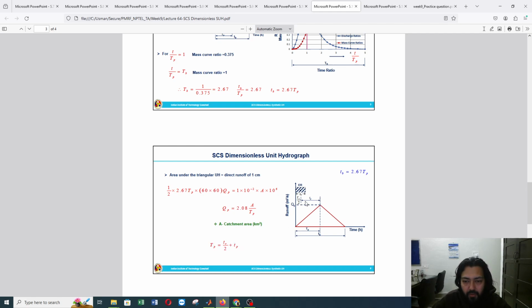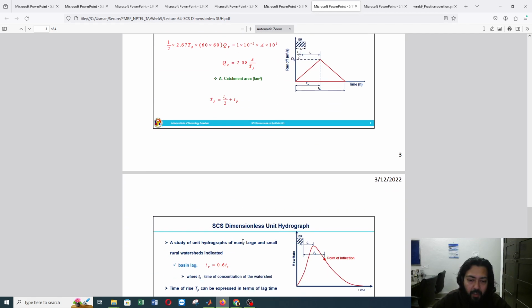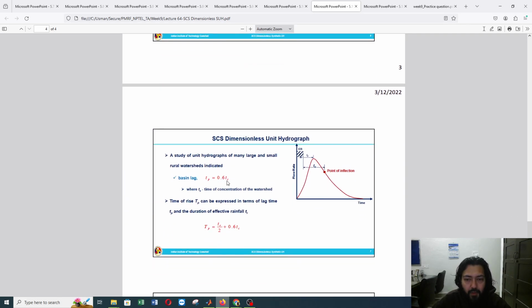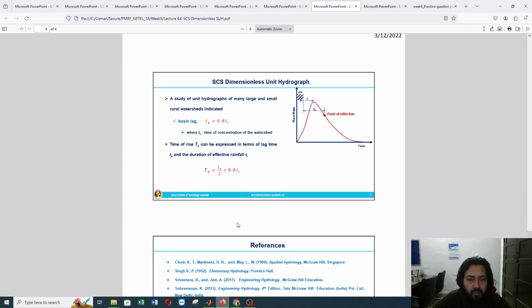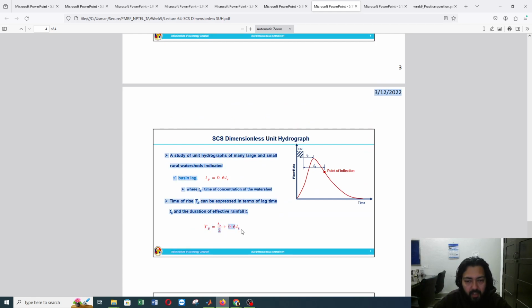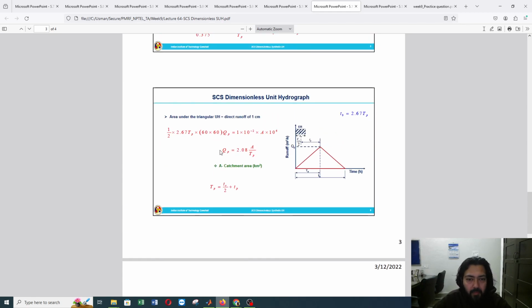But we should know the value of the lag time. So the value of the lag time is nothing but 0.6 times TC, and TC is nothing but the time of concentration. And we know what the time of concentration is. It is the average time taken by the particle which lies at the furthest point to reach the outlet, right? So the overall equation to calculate time to peak is now TR by 2 plus 0.6 of TC. So by these two formulas, we can calculate the time to peak, and by using this formula we can calculate the peak discharge, right?